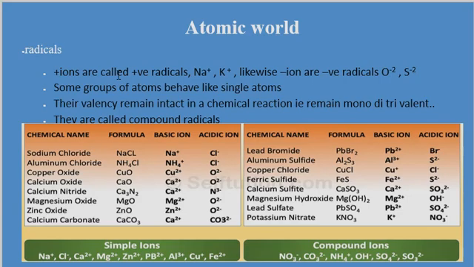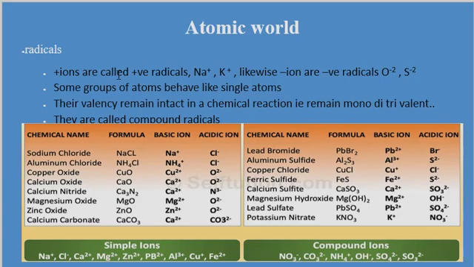Their valency remains intact. Valency means what? Capacity to combine with other elements. Measured with what? Measured with the number of hydrogen atoms it combines with. Their valency remains intact. That is monovalent, divalent, trivalent, etc. When they are more than one in number, together they exist, but their valency remains intact and they behave like an atom. They are called compound radicals.